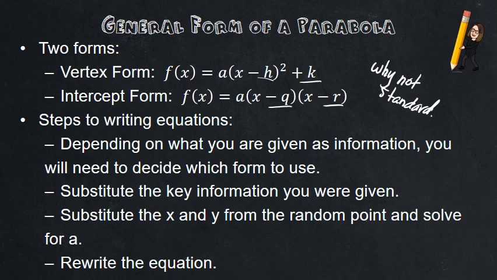Steps for writing the equations. Depending, first of all, on what information you're given, decide which form to use. Are you given the vertex or are you given intercepts? Step 2 is to substitute the key information in that you were given. Step 3, substitute an x and a y from a random point and solve for a.